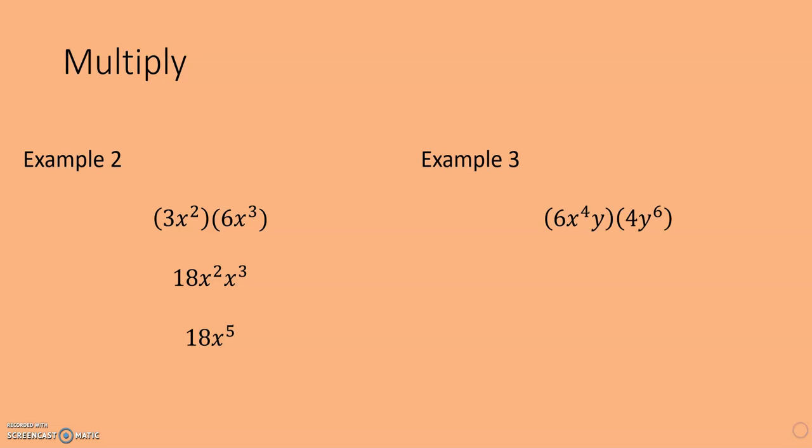Example 3, 6x to the fourth y times 4y to the sixth. 6 times 4 is 24, so we have x to the fourth times y to the sixth. That's y to the first times y to the sixth, so it's y to the seventh. 24, x to the fourth, y to the seventh.